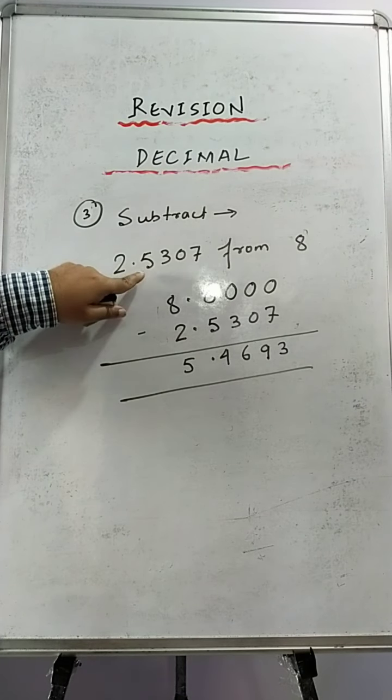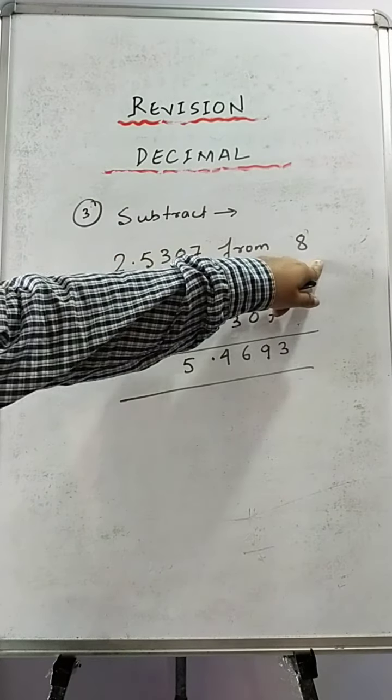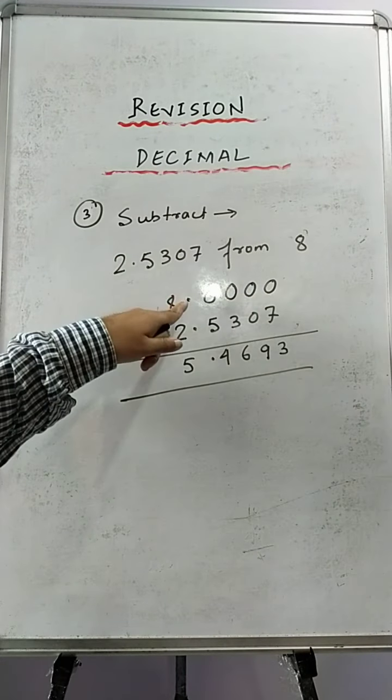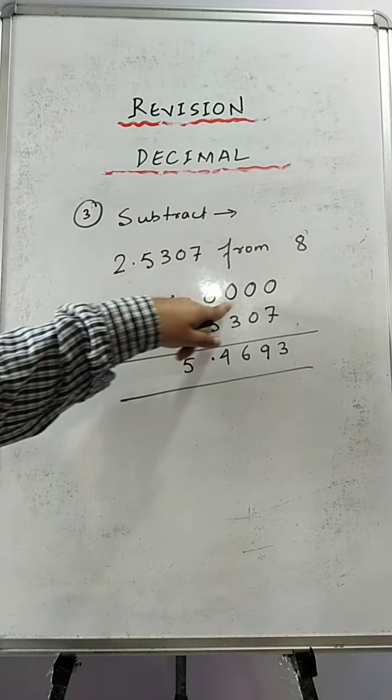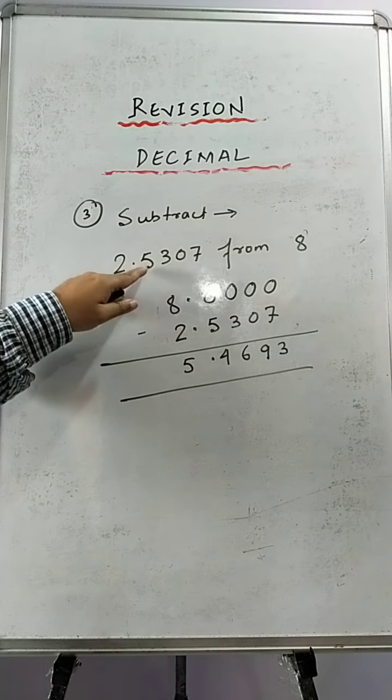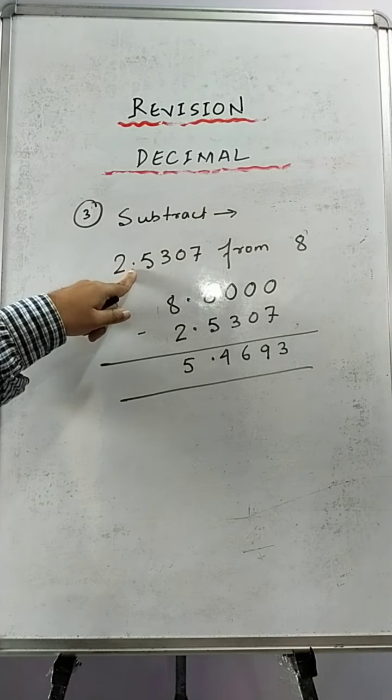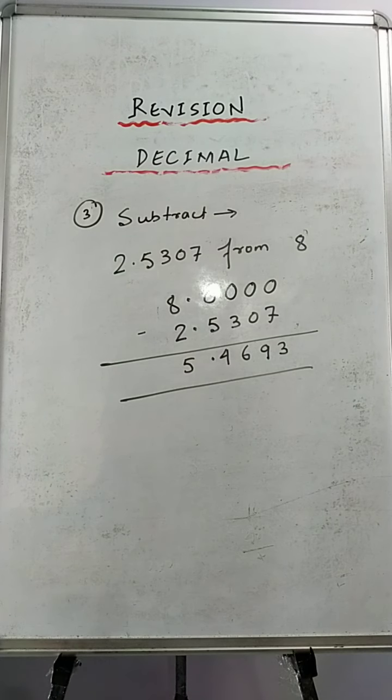Okay, how will you subtract 2.5307 from 8? So how to write 8? 8.0000. And why 4 zeros? Because the second number is carrying 4 digits after the decimal. Fine. Now let's move on to sum number 4.